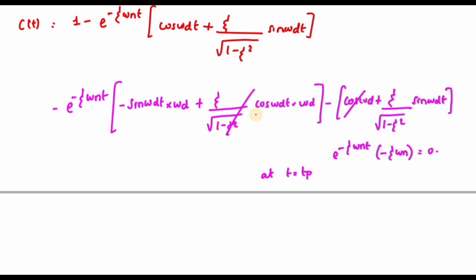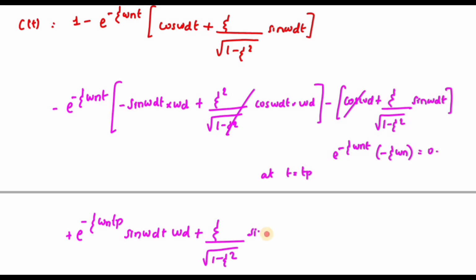So you'll get e power minus damping factor into omega n t p sin omega d t p, plus damping factor divided by root of 1 minus damping factor square, omega n sin omega d t into e power minus damping factor omega n t p, that is equal to 0.